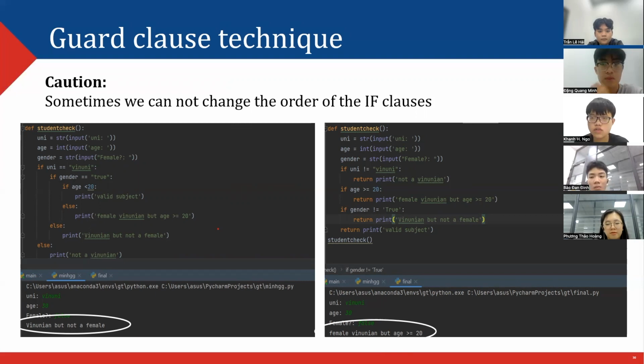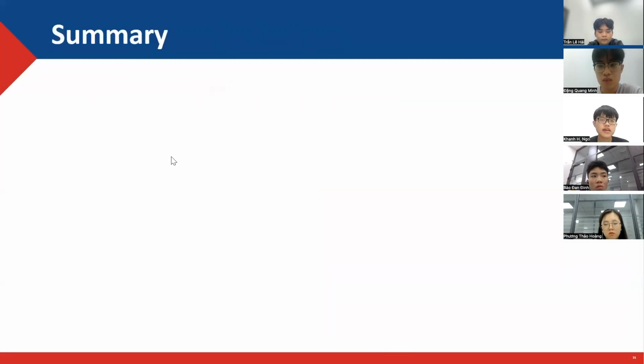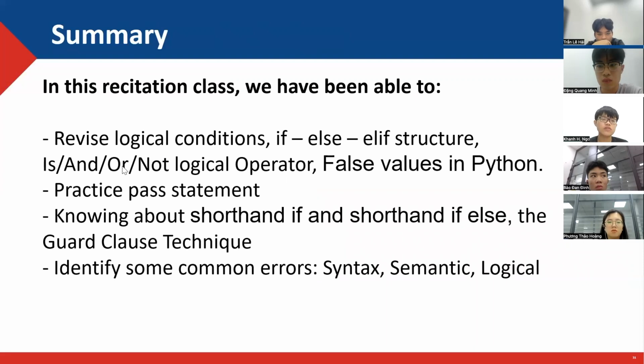Okay, thank you so much. Okay, so these are all really useful sharings. And to sum up, in this lecture, we have been able to revise the logical conditions, the if-else and else-if structure, the and, or, not logical operators, and the false values in Python. Also, we practiced the pass statement, and we also know about the shorthand if and shorthand if-else, the guard clause technique. And lastly, we can identify some common errors like the syntax, the semantic, or the logical error.